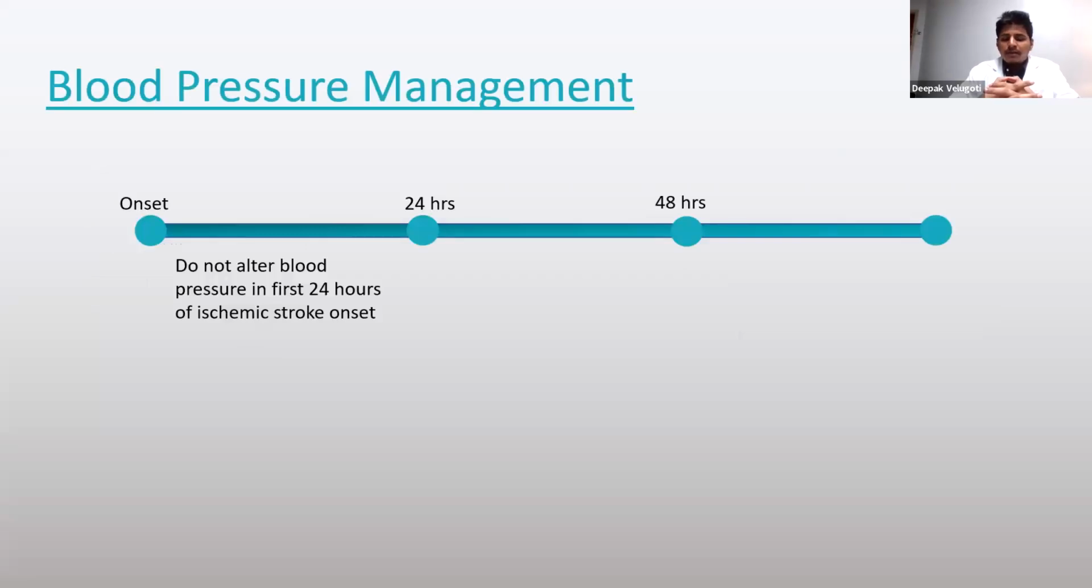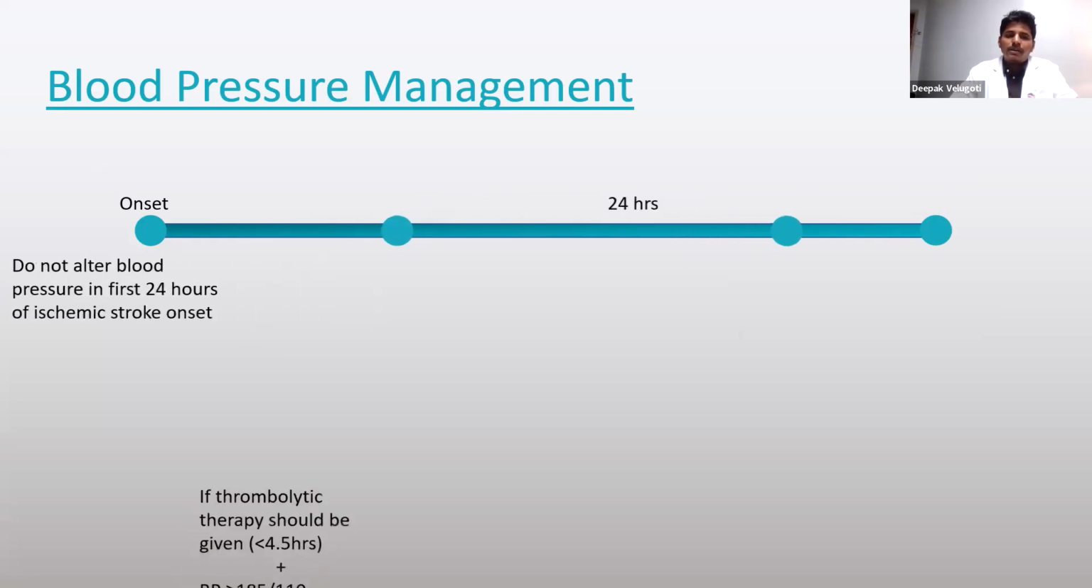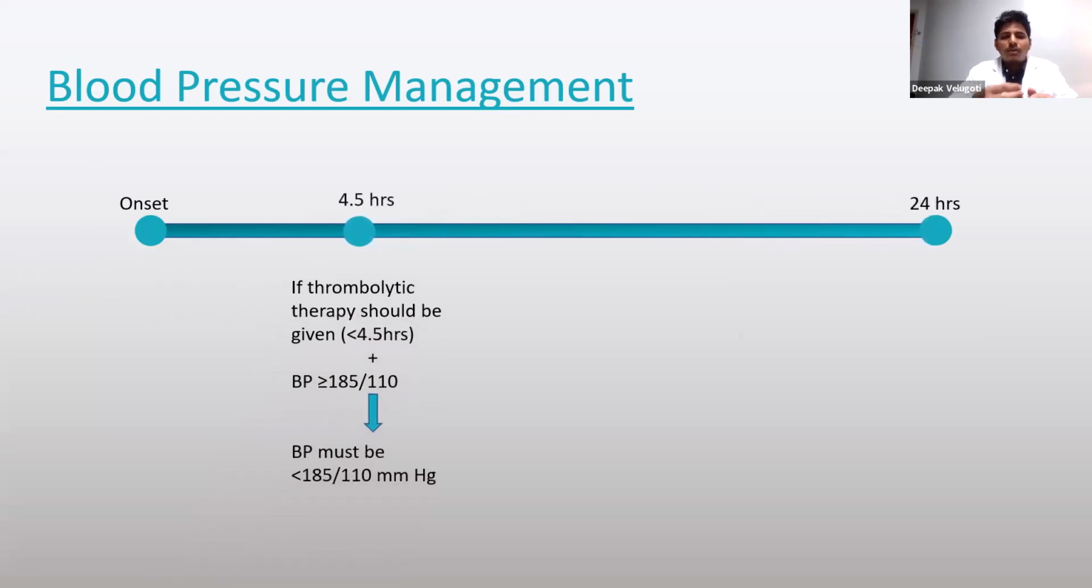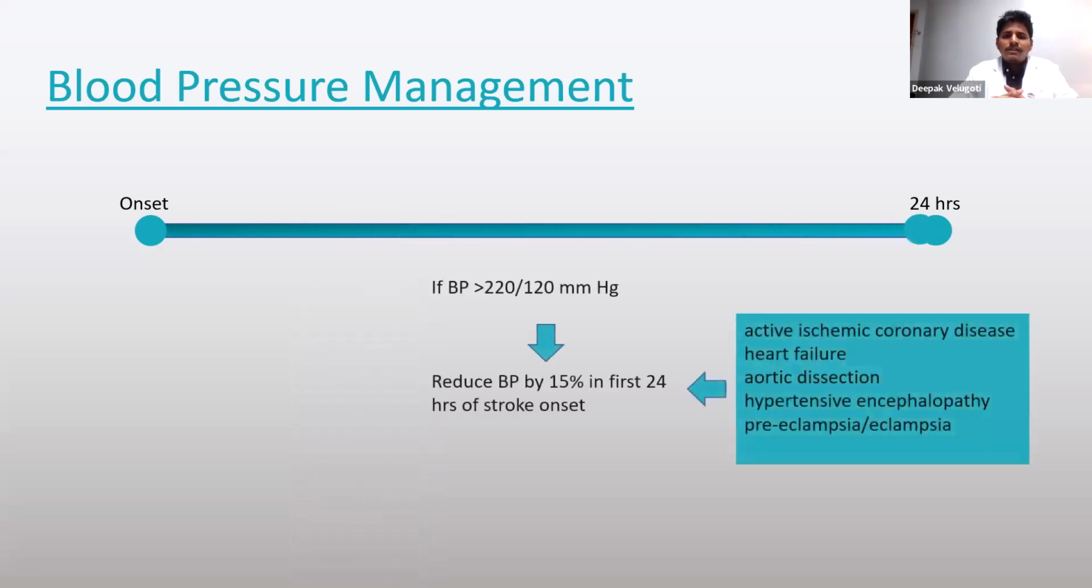And coming to the blood pressure management, in case of stroke, especially ischemic stroke, we do not alter any blood pressure in the first 24 hours unless the patient is eligible for thrombolytics and the patient is having blood pressure over 185 or 110 mmHg. The blood pressure must be reduced to less than 185 or 110 mmHg. And for patients who have blood pressure over 220 or 120 mmHg, or patients with a heart condition such as ischemic coronary disease, heart failure, or aortic dissection, we reduce blood pressure by 15% in the first 24 hours of the stroke onset.